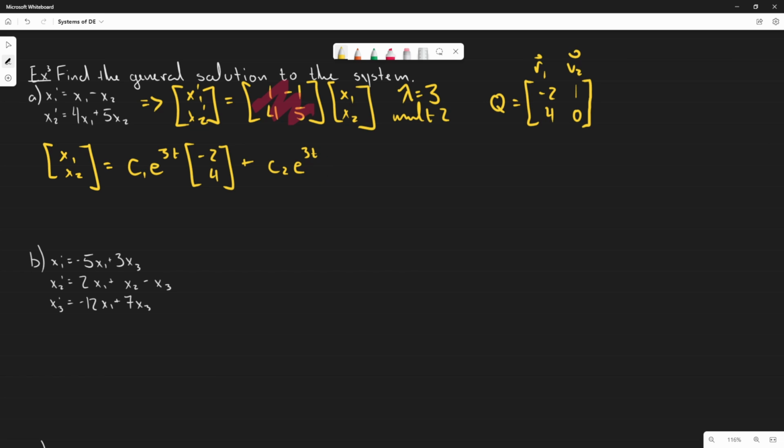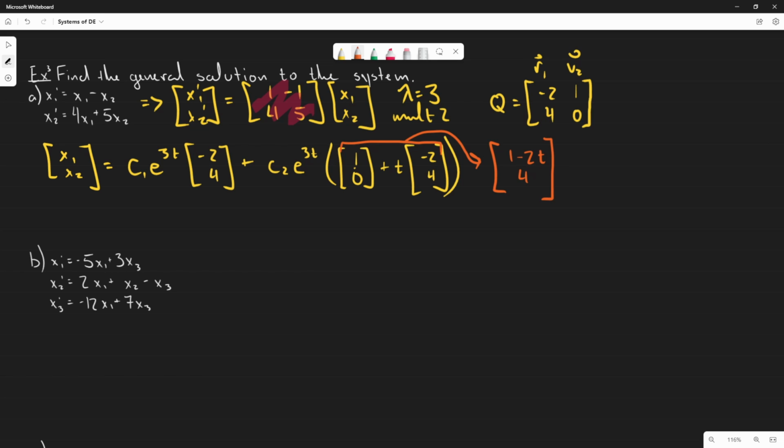actually let me do this. It's going to be multiplied by 1, 0 plus t times -2, 4. What we can do here is combine this portion and rewrite this as 1 minus 2t and then 4. And so that just becomes our answer.